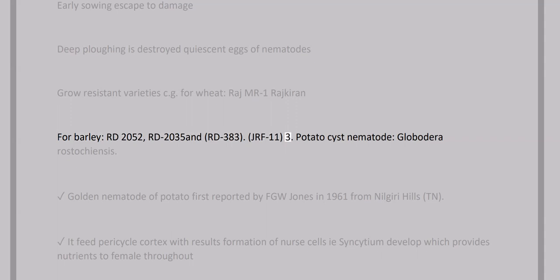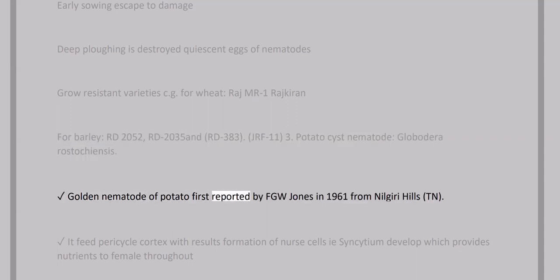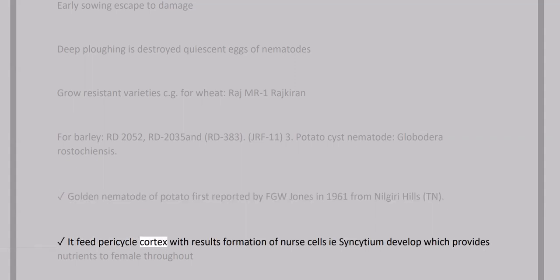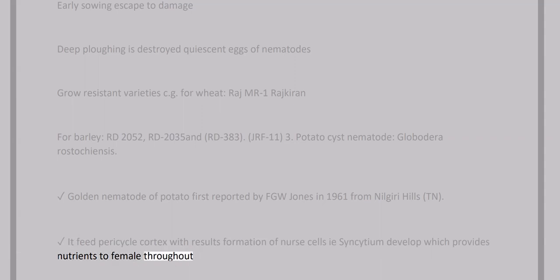Potato cyst nematode, Globodera rostochiensis. Golden nematode of potato was first reported by F.G.W. Jones in 1961 from the Nilgiri Hills, Tamil Nadu. It feeds on the pericycle and cortex, resulting in formation of nurse cells, i.e. a syncytium develops, which provides nutrients to the female throughout development.